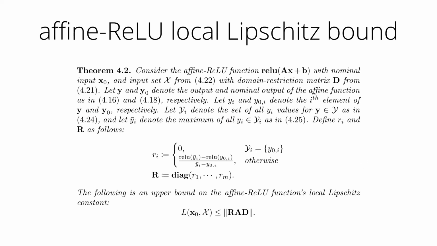And so, skipping a lot of math in the interest of time, we can create a bound on the local Lipschitz constant of this function, shown in the equation at the bottom here. This bound is the matrix norm of matrix R times A times D, where R is a diagonal matrix of the local Lipschitz constants of the ReLU functions, taken with respect to the vector y bar from the previous slide. A is the matrix from the affine transformation Ax plus b, and D is a diagonal binary matrix, which we call a domain restriction matrix, which is kind of a bookkeeping thing to keep track of certain elements in the input set that we know are always 0.